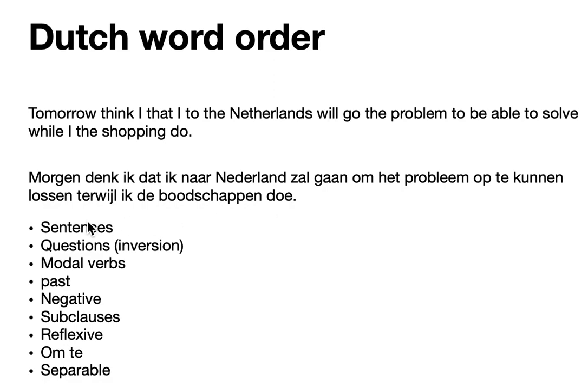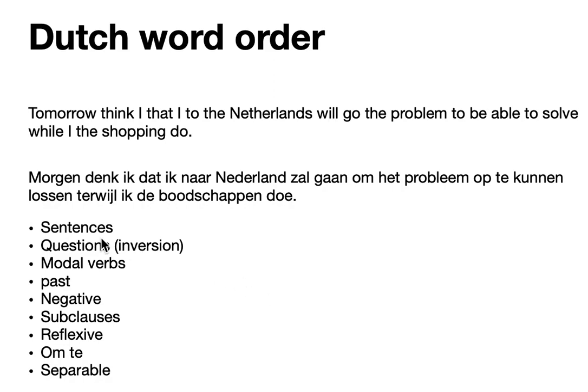So we're going to start with basic sentences in this video, how to construct basic sentences, how to use inversion, like with questions and others. What happens to the Dutch word order with modal verbs? What happens with the past, the negative, subclauses, the reflexive verbs? Om te, it's a special one in Dutch, and separable verbs. That's an even more special one.